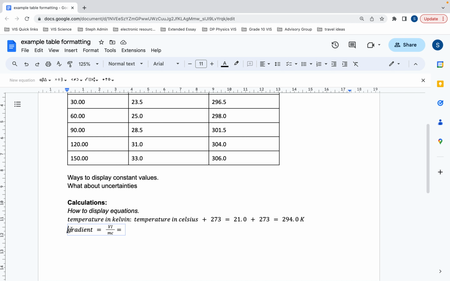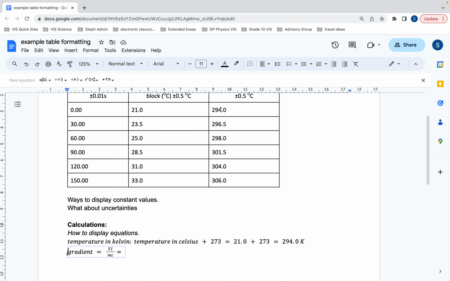And again, we usually show it first in letters or words, and then we show one example with a calculation. You don't need to do every single one. I only needed to show the first one, and that's all I needed to do for this.